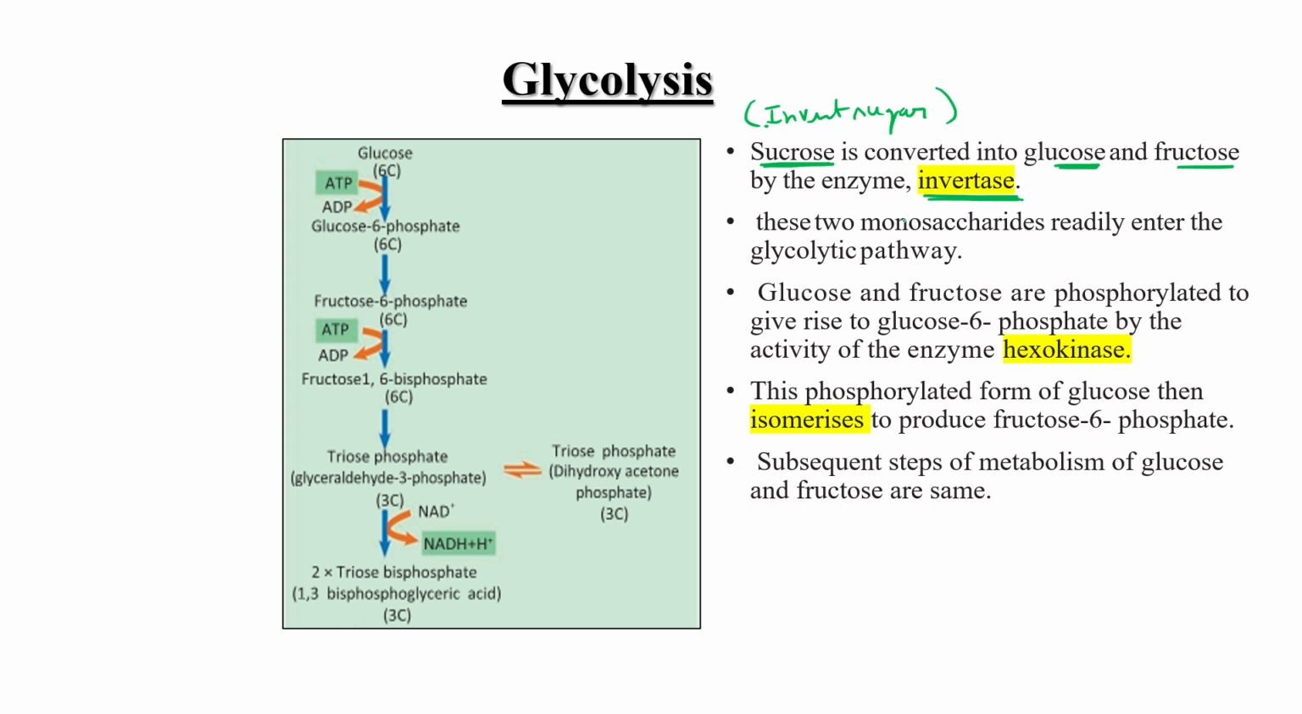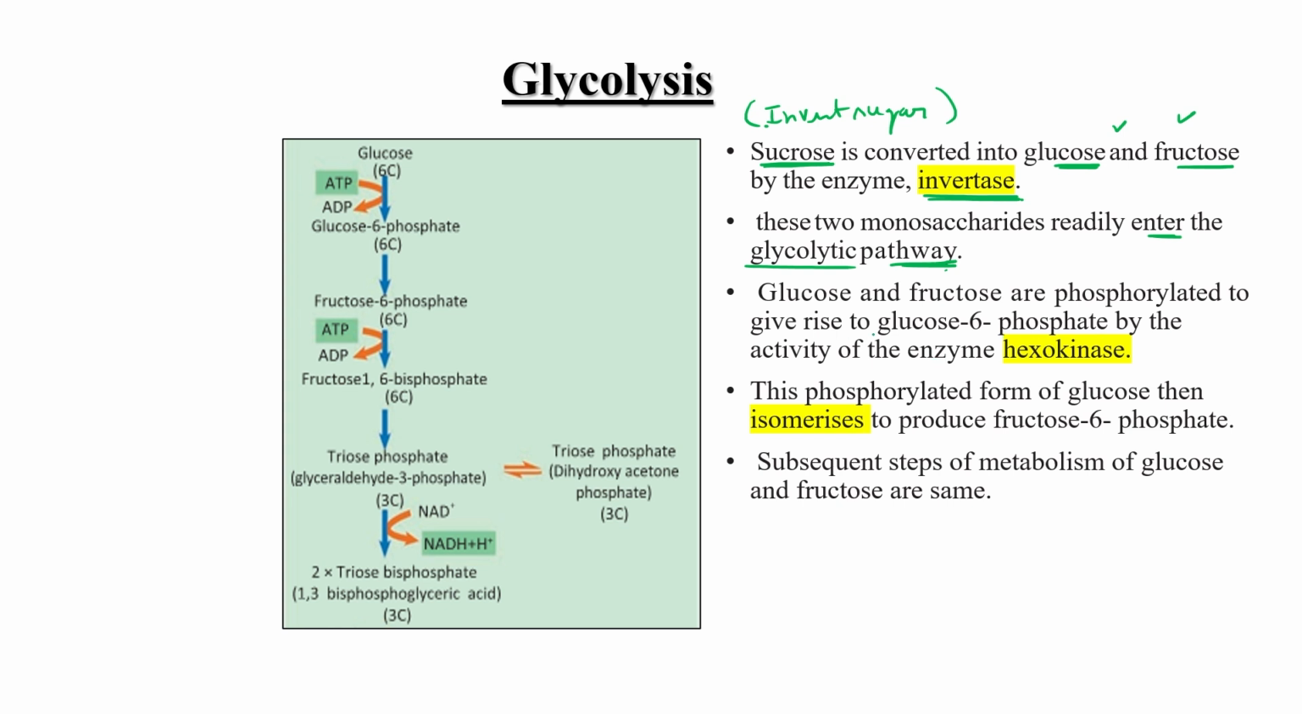So invertase is actually the enzyme which is involved in the breakdown of sucrose into its monosaccharide units, that is glucose and fructose. And these monosaccharides further enter into the glycolysis pathway. Okay, these two monosaccharides readily enter the glycolytic pathway. It is mentioned over here. Okay, so this glucose and fructose are phosphorylated to give rise to glucose 6-phosphate and fructose 6-phosphate, we can say.